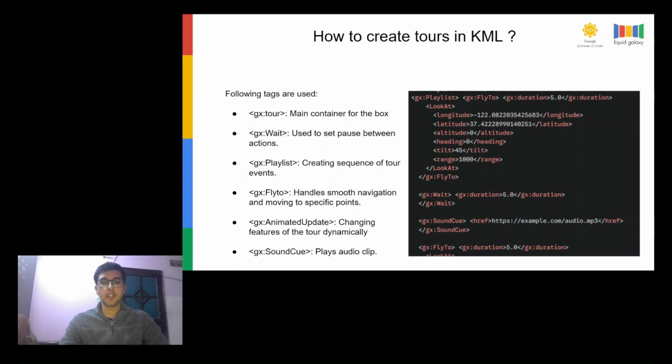Next comes the AnimatedUpdate element. It is used for dynamic changes during the tool. It allows modification of placemarks, styles, or visibility while the tool is running. Next is the SoundCue element. It is used to play an audio clip synchronized with the tool. By combining these elements, movements, pauses, updates, and audio, we can build fully automated and synchronized tools for Liquid Galaxy.